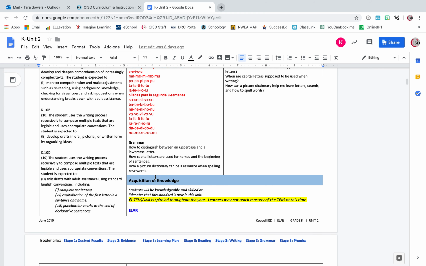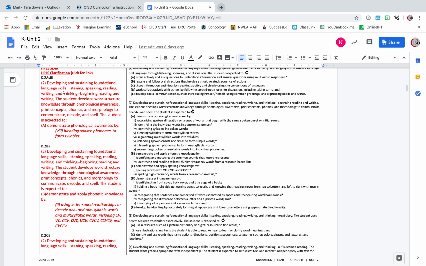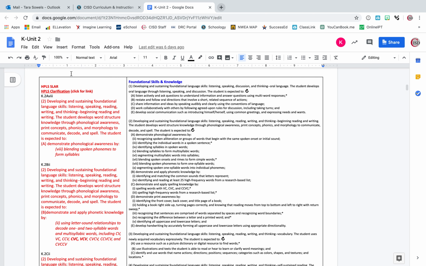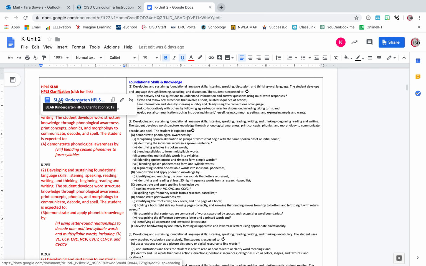We're basing it first off of the TEKS and then off of the sequence that it's taught in that particular resource. So then, as we scroll down, you'll see the HPLS, which is the High Priority Learning Standards for Spanish Language Arts, and they're listed out here. They're spelled out, like the whole TEK is there, and that's by unit as well. And then here you'll see it says click for link. So this is a little hyperlink that if you click on this, it will take you to the HPLS clarification document for your grade level.